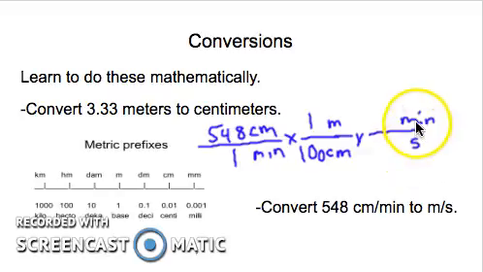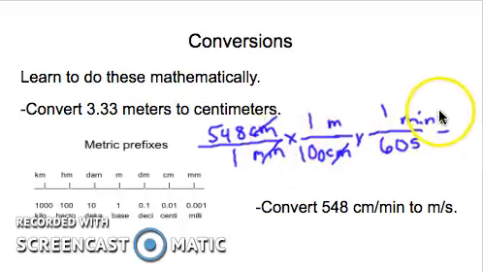So how many seconds are in a minute? In this case, it is 60 seconds in a minute. You could look it up, but I have a feeling you probably knew that one. So from there, we have centimeters that are canceling out. We have minutes that are canceling out, and you are left with meters per second. That's what you want to end up with, and that's how you know it's time to multiply.